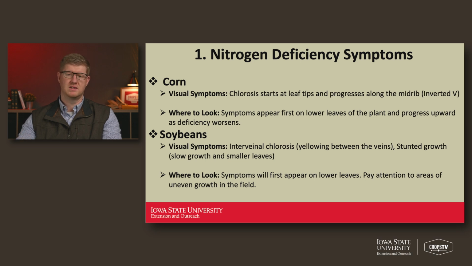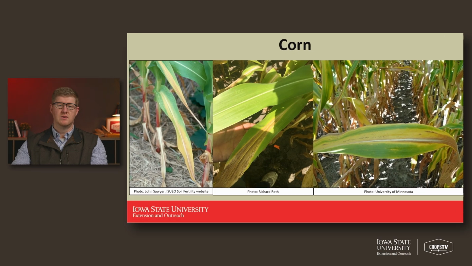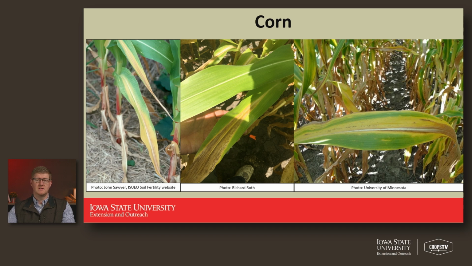And you'll notice later as we cover some of the other deficiencies that this is a relatively common symptomology. And so it can also be confused with some of these other deficiencies that we'll talk about. But again, I think the key is to understand that mobility. So nitrogen is mobile. So this symptomology is going to show first on the lower leaves before it reaches the upper canopies. So here are some images of nitrogen deficiency in corn. You can see, as I talked about, that inverted V chlorosis there on the leaves. It's especially evident on the first and second pictures.